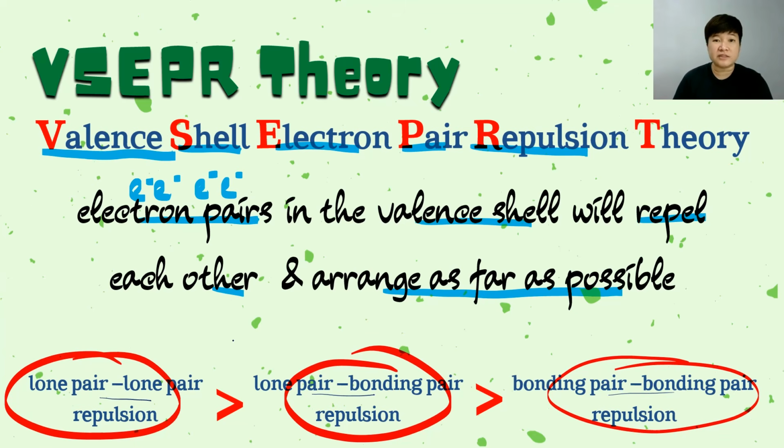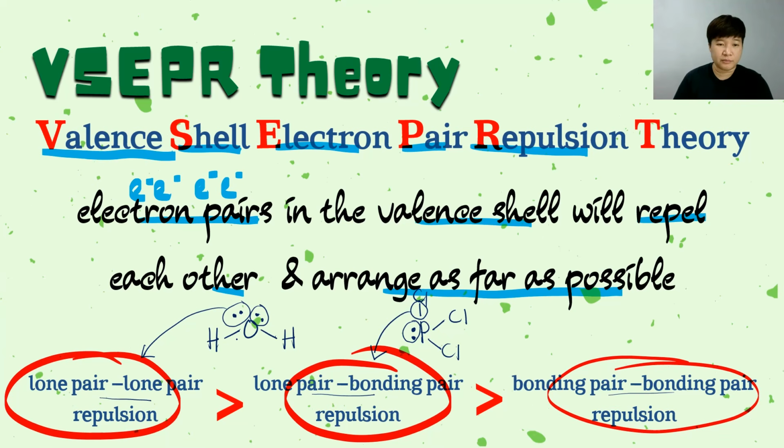If you remember previously when we drew Lewis structures, we might have something like your water molecule, where you have two lone pairs on the oxygen. So when you have two lone pairs over here, these lone pairs will give rise to a lone pair repulsion. Or another example that we drew before is PCl3 in your Lewis structure, where we have a lone pair over here. And then this lone pair and this bonding pair will give rise to a lone pair bonding pair repulsion.